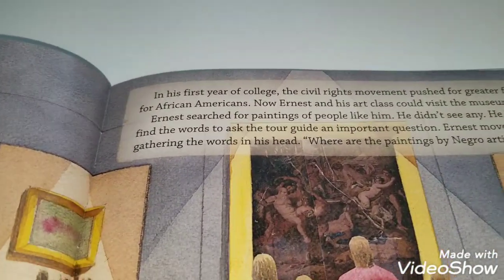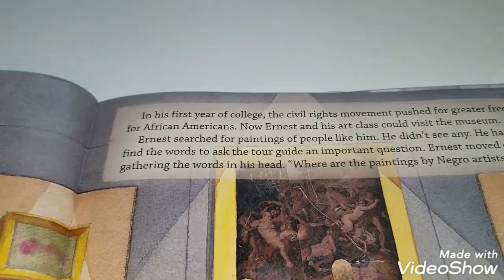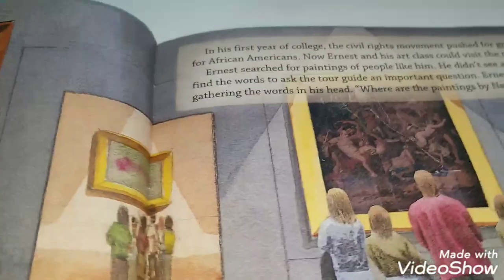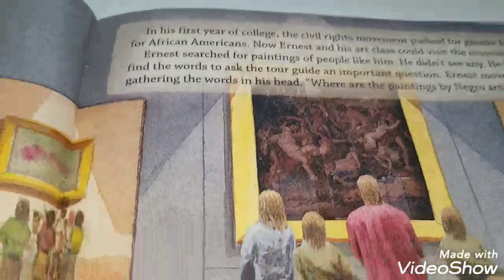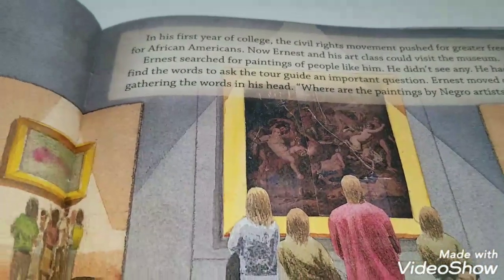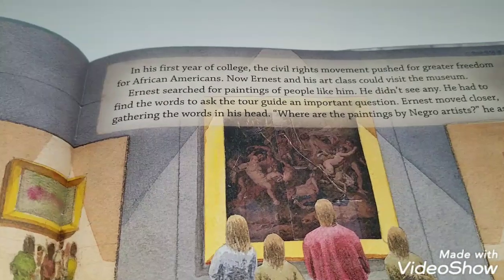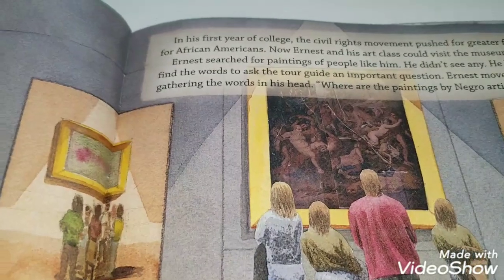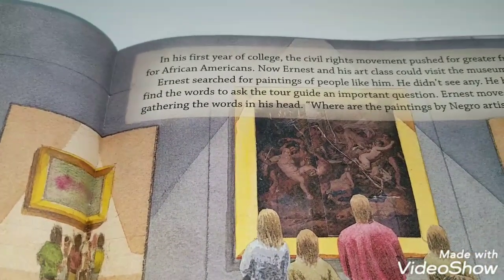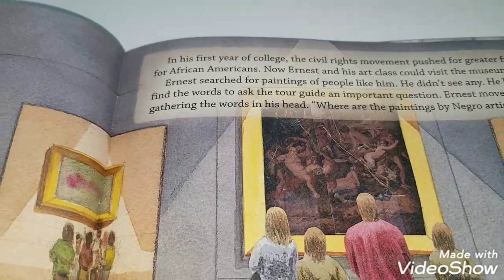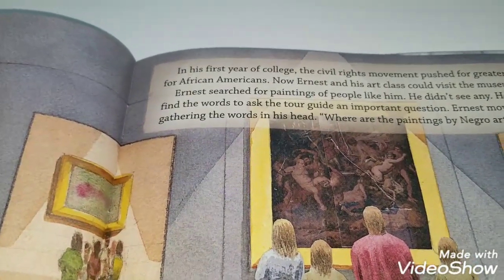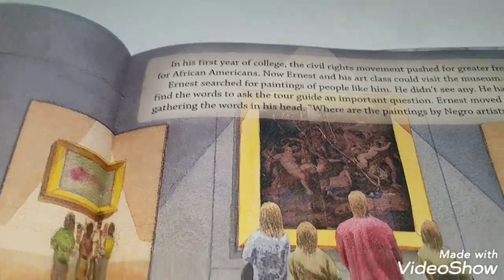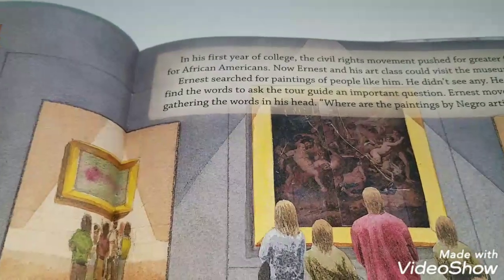Why is that important? We'll talk about that, and we'll say he didn't see any. I'll also ask him, he had to find words to ask the tour guide an important question. And I would ask, why did he have to find his words to ask that important question? It says it was his first year in college, so obviously he had a vocabulary within him. He knew how to speak. He knows how to interact. He knows how to ask questions. So why did he have to find the words?